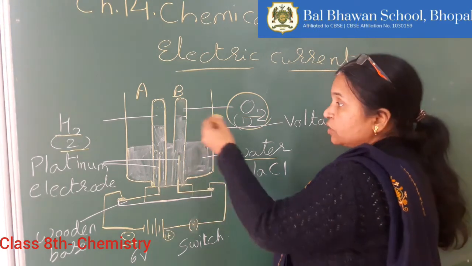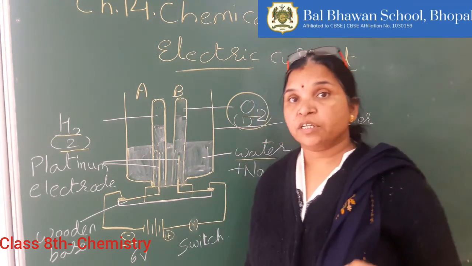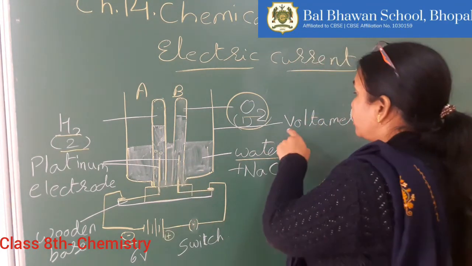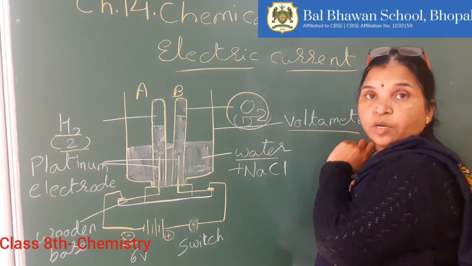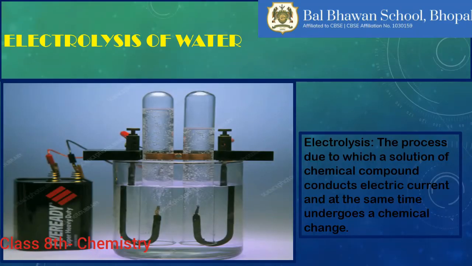So this is the process where we can obtain hydrogen gas and oxygen gas because of the electrolysis process, and the apparatus which is used is the voltameter. I hope you have understood the process of electrolysis. So what is the definition of electrolysis? Yes, it is the process due to which a solution of a chemical compound conducts electric current and at the same time undergoes a chemical change.